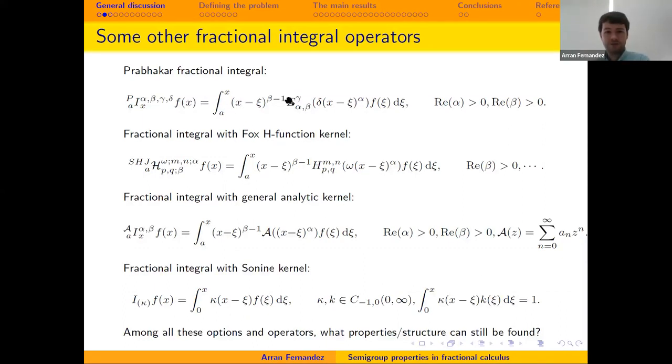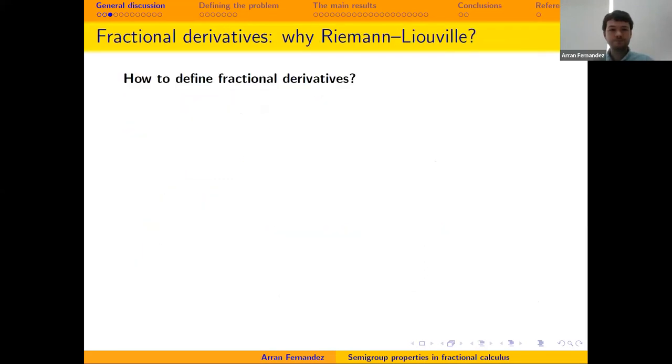We're first looking at a special function, a more advanced special function, analytic function, and then the Sonin kernel is like the most general on this page. But among all of these different operators, as we know, when you generalize something in mathematics, you lose properties. You lose some special structure from the special cases. So what kind of properties can still be found? And to go back to the original question, what makes Riemann-Liouville special?